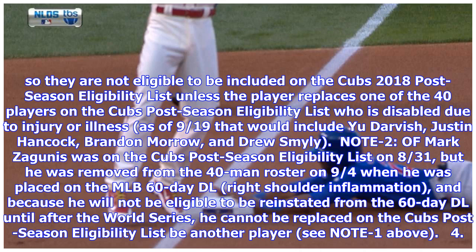Note 2: Mark Zagunis was on the Cubs' postseason eligibility list on 8/31, but he was removed from the 40-man roster on 9/4 when he was placed on the MLB 60-day DL with right shoulder inflammation. Because he will not be eligible to be reinstated from the 60-day DL until after the World Series, he cannot be replaced on the Cubs' postseason eligibility list by another player. See Note 1 above.